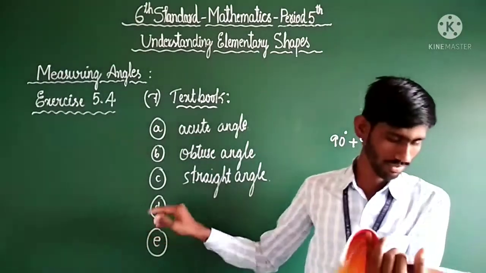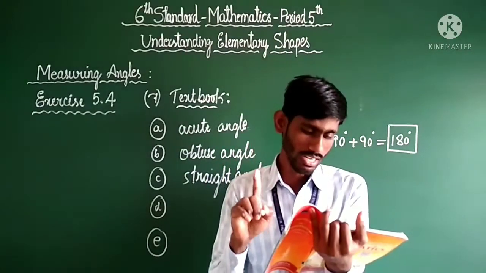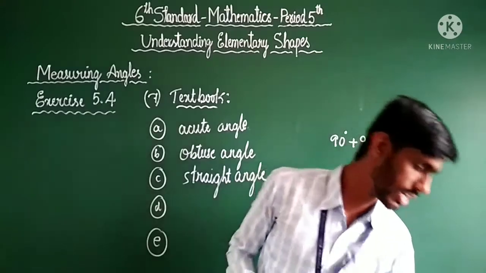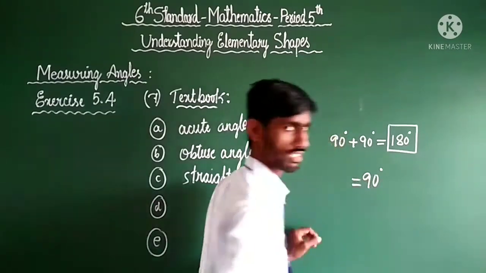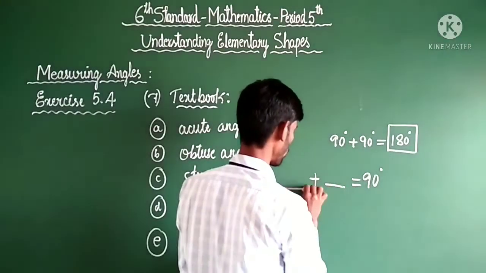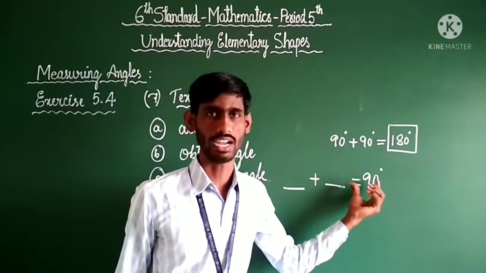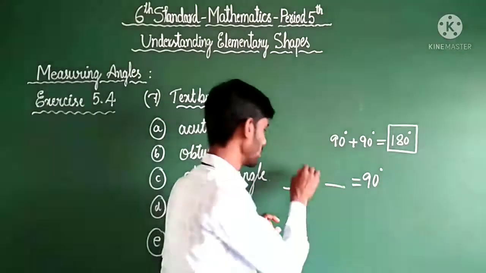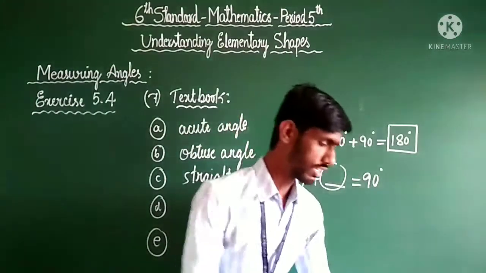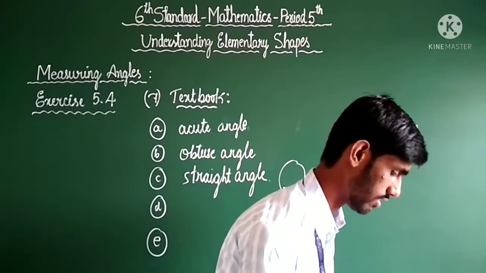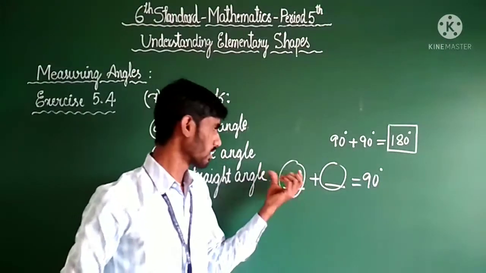Question number D. When the sum of measures of two angles is that of a right angle, then each one of them, dear children, observe here. See, this is the right angle. If we add two angles, we will get 90 degree. 90 degree is the right angle. See, what type of angles these are? Dear children, these are acute angle. Okay, these two are the acute angle. These two also acute angle. Clear?